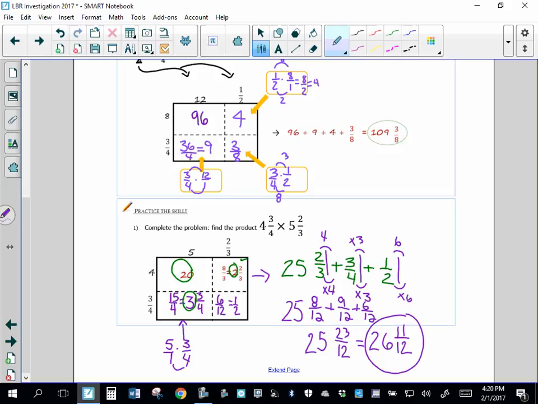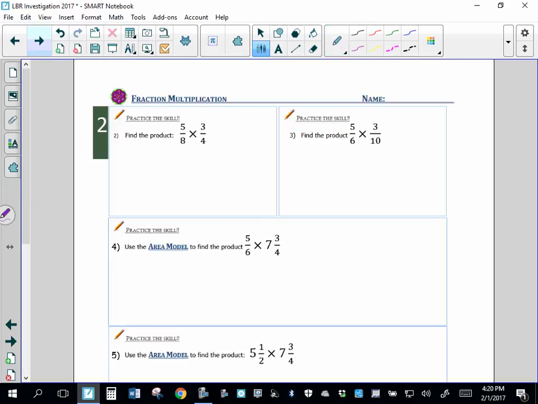And your job tonight is to do the same thing on the next page. So wherever you see the area model, like on problem 4, you need to set up and draw yourself an area model. So we could have 5, 6 here, and then here we would have 7 and 3/4. And that's how you start the problem. And then you work it out.